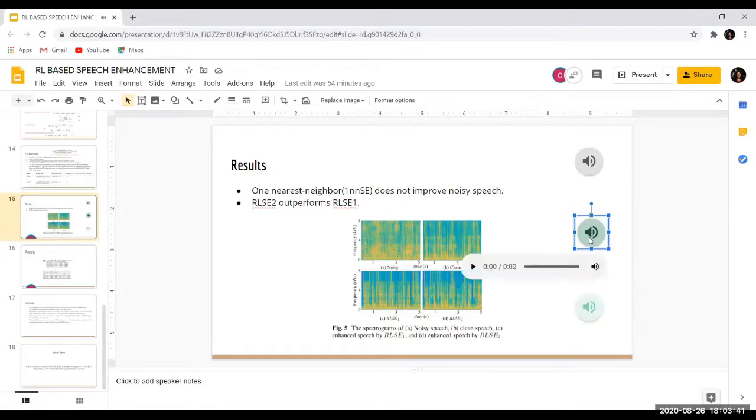So I'll just play the output from the speech enhancement now. So you can hear that there is some noise still there. You can feel that it's not completely clean, but it still has not distorted any speech and has removed enough noise to improve the automatic speech recognition here.